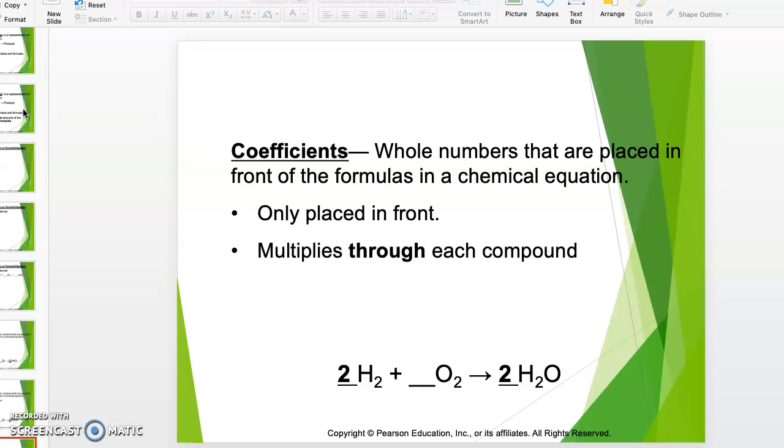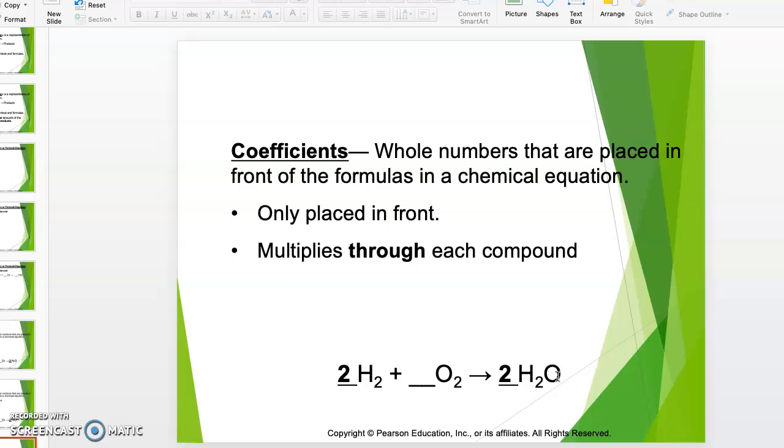Okay, so that coefficient gets multiplied through the compound, like this 2 here will multiply to the H, creating 4 H's. There's technically a 1 right here. In chemistry, we do not have to write 1, so there's 2 oxygens. There's a 2 here in front of the H2, which makes 4 H's on the right and 2 O's on the right. So therefore, it is now a balanced equation. You have 4 H's on the left, 4 H's on the right, 2 O's on the left, 2 O's on the right. Simple. We're going to continue more of this.